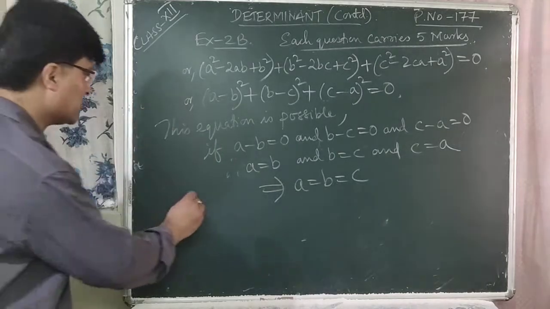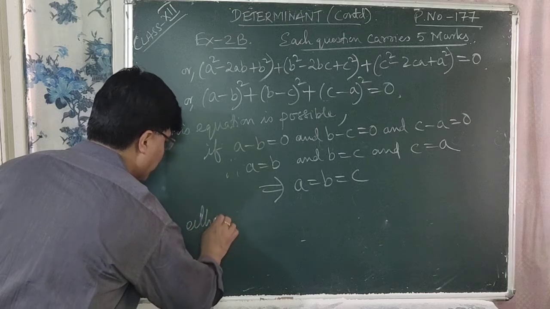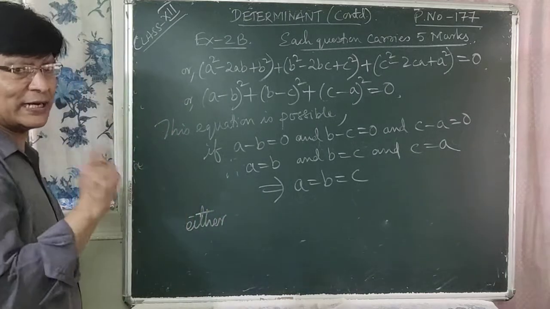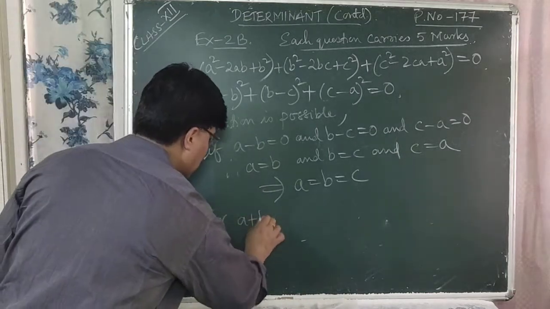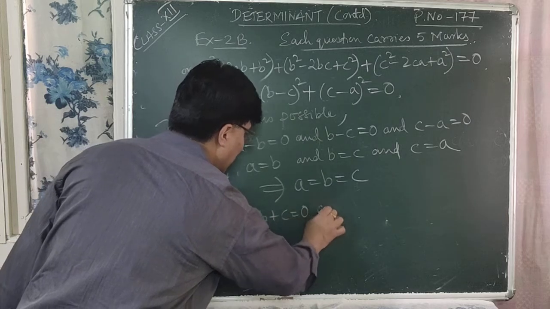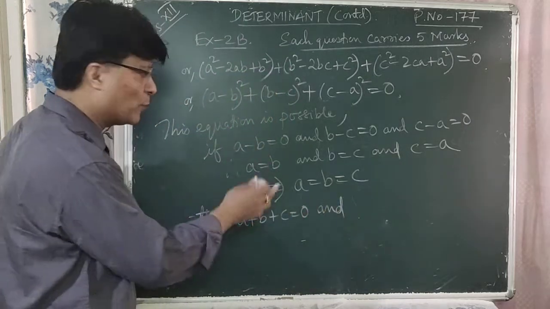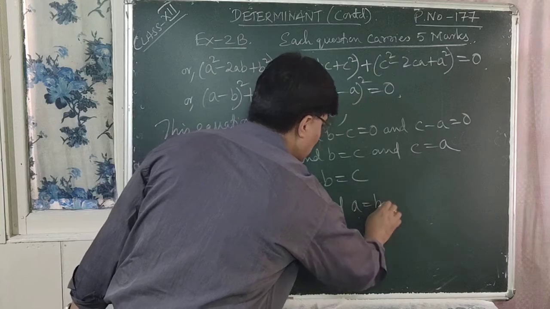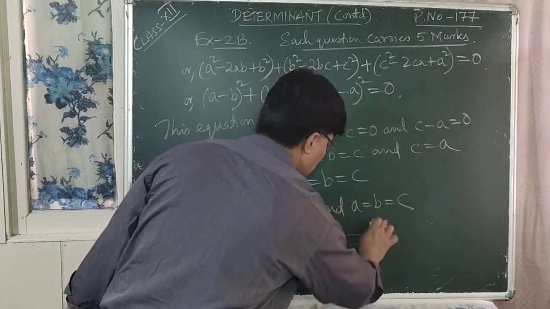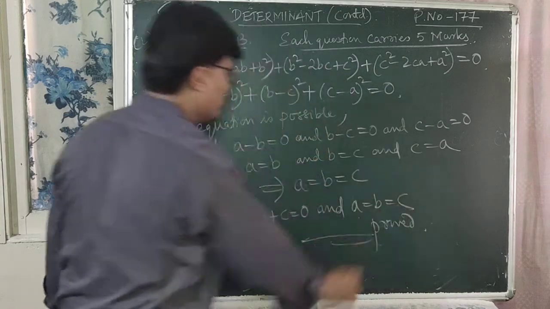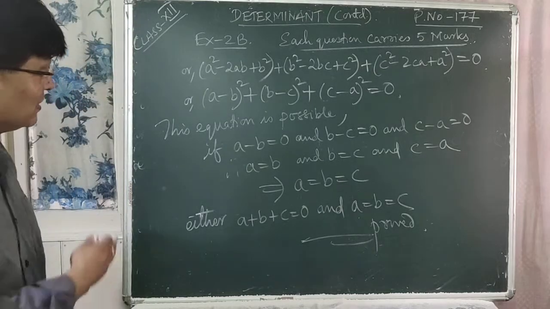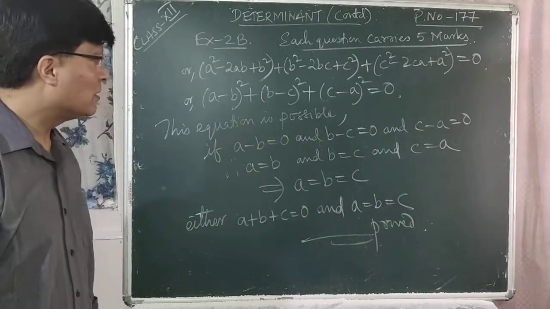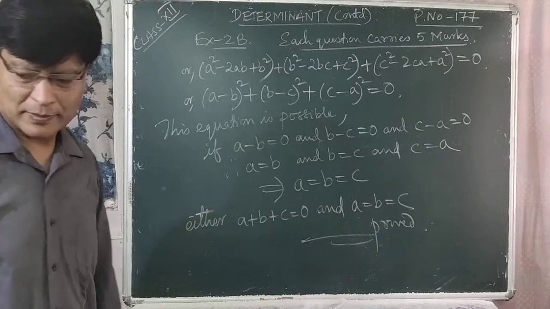Okay? So let's write either we had proved a plus b plus c is equal to 0, and just now we proved that a is equal to b is equal to c. So it is proved. Is it clear to all of you? So you can copy it.